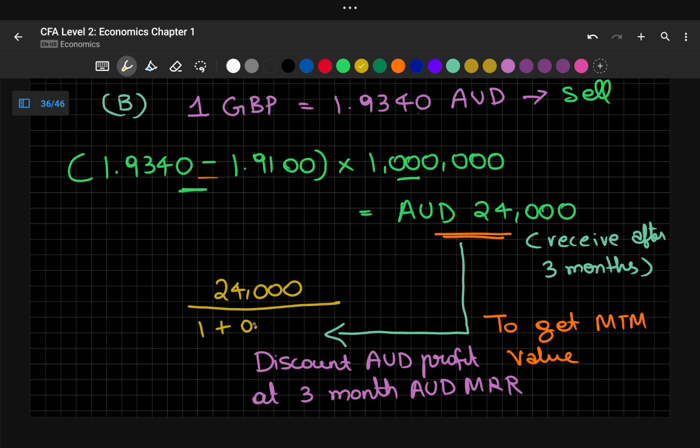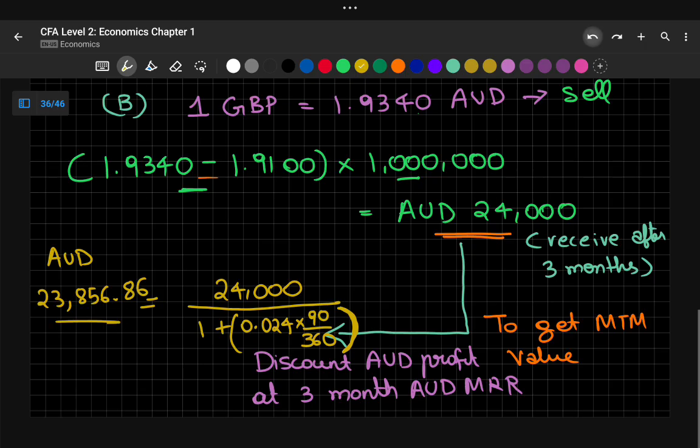2.4% would be equal to 0.024. That is 2.4 divided by 100, and it is an annualized amount. Hence, I have to convert it to a 3 months amount because I only need to discount it by 3 months. That is 90 by 360, and this would be equal to AUD 23,856.86.